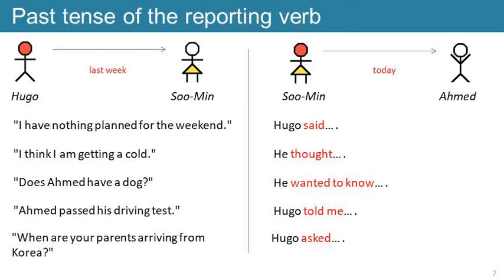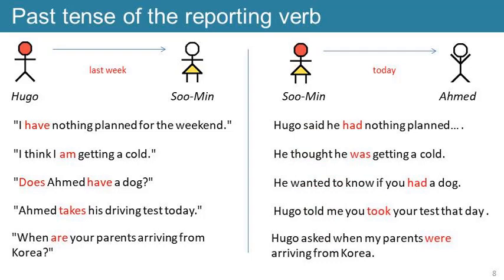Now let's imagine that Hugo met Sumin in town last week, and today Sumin reports on Hugo's words to Ahmed. In this case, it is likely that Sumin would use the past tense of the reporting verb: said, told me, asked, thought, etc. This is the natural tense to use when relating a past conversation or the written words of the originator.